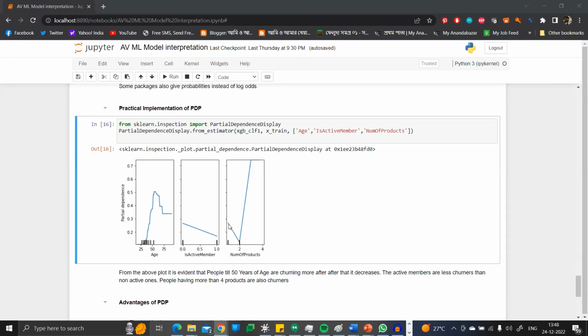Then if you see the number of products, the people who are having fewer products, like 2 products, are not churning out. And the people who are having more than 2 products are churning out. So that is also a very big learning for us, right? You can definitely go there and see the people who are having more than 4 products, and you can have a customer experience team already with them and see what problems they are having on the products, and you can change them.